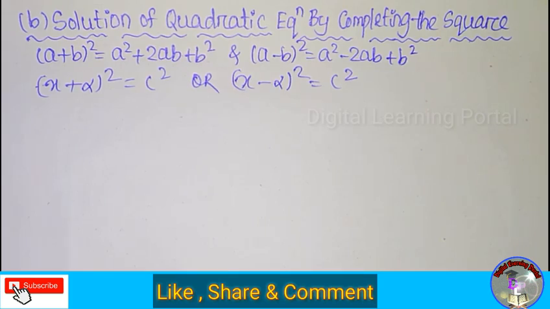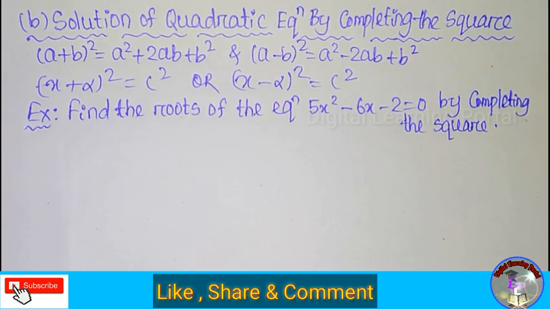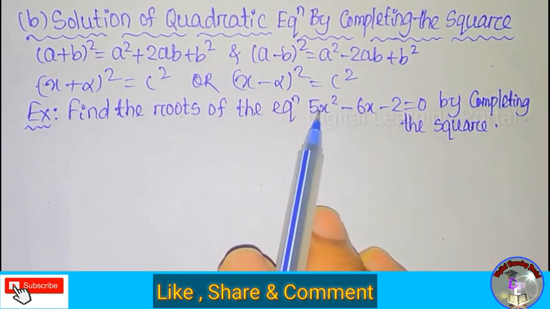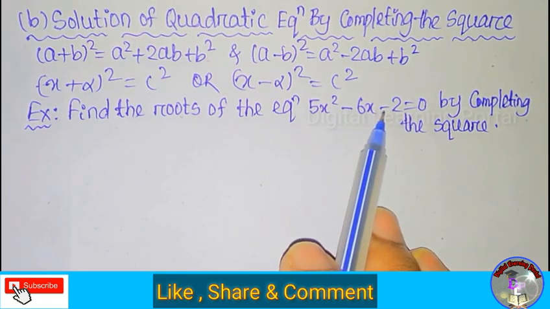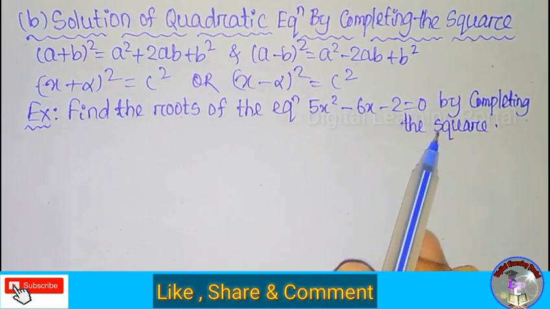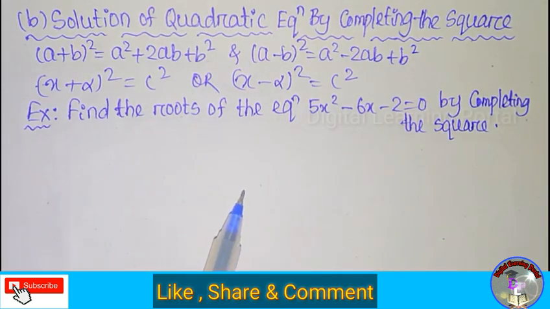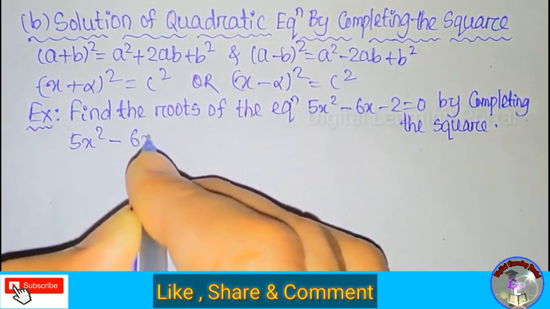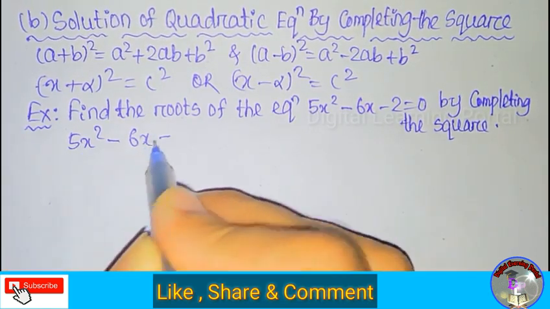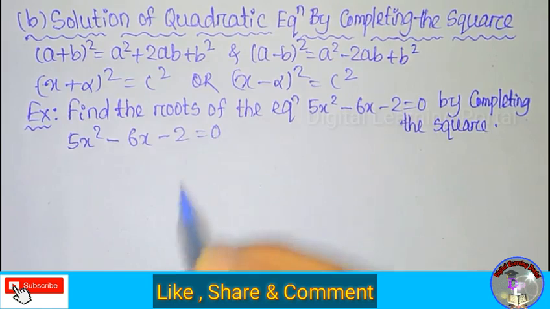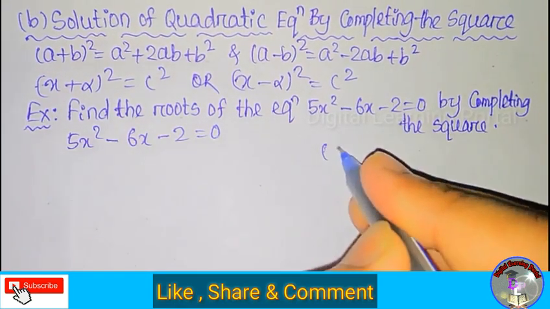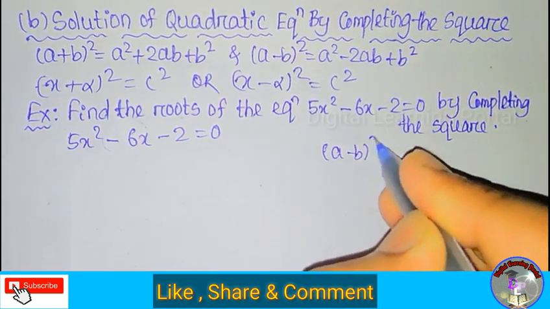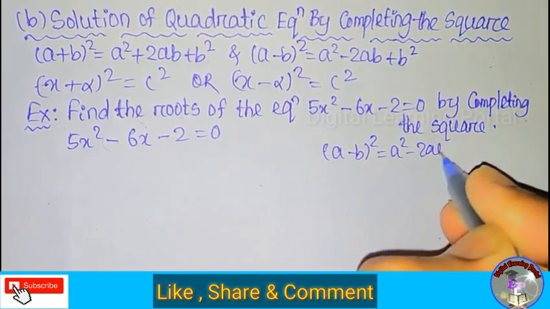Then we can solve this quadratic equation. Now let's take an example to understand. This is the question: find the roots of the equation 5x² - 6x - 2 = 0 by completing the square. Here the middle term has a negative sign, so we have to convert it as (a - b)² = a² - 2ab + b².